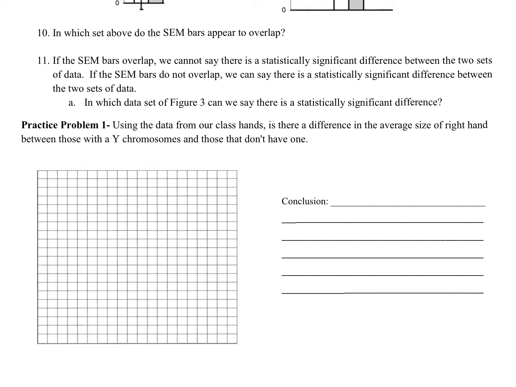So in practice problem 1, we're going to be looking at the difference between the size of hand for people with 2 X chromosomes and those with an XY. And so you're asked to graph this data and find out if there is a statistical difference between these two. So once again, the data is given to you on the sheet in class. And so I'm just going to go ahead and graph that information.